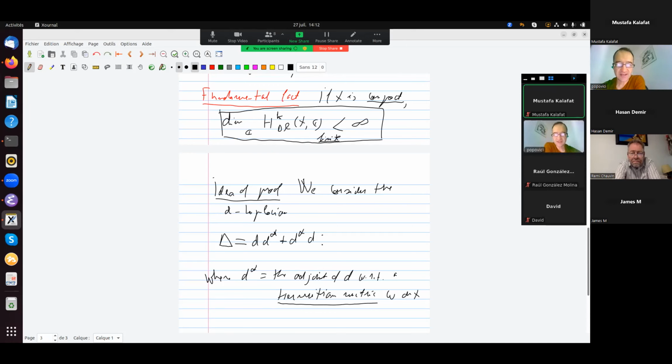So this is an operator acting on C infinity differential forms of any degree. So here, let's take k-forms with values in themselves. And the crucial fact is that this is an elliptic differential operator. Elliptic, self-adjoint, and a non-negative differential operator.